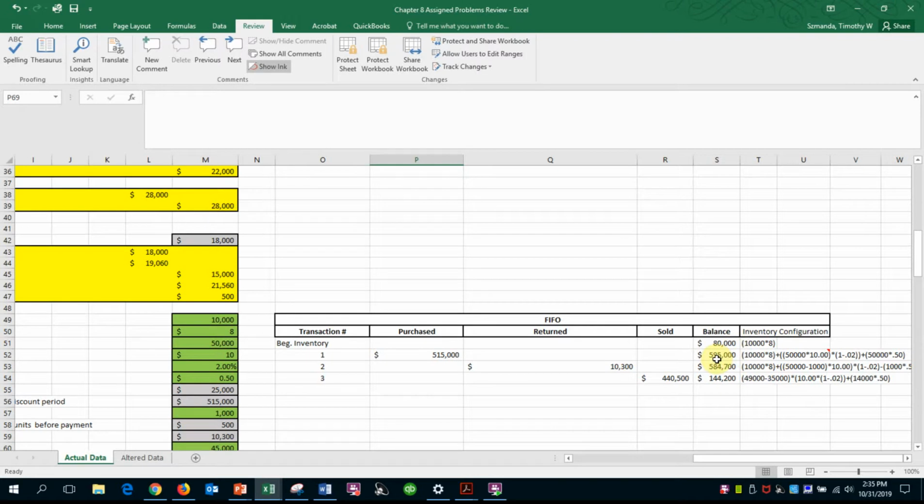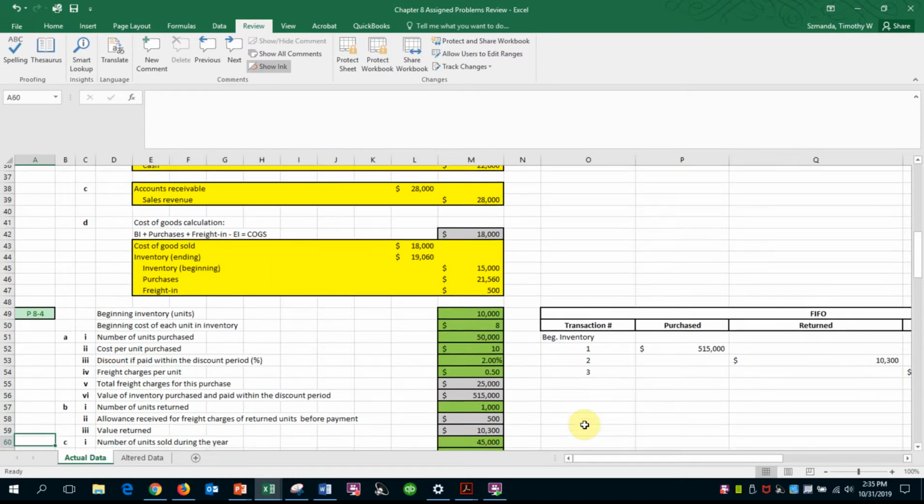So for example, we have $595,000 here. It's important to break that down based on the number of units per cost, and then be sure to take out the discount when we're costing the inventory, and then add in the freight. So be sure to break down the components of your balance as you go along. And that'll be something to remember as we move forward to the next problems.